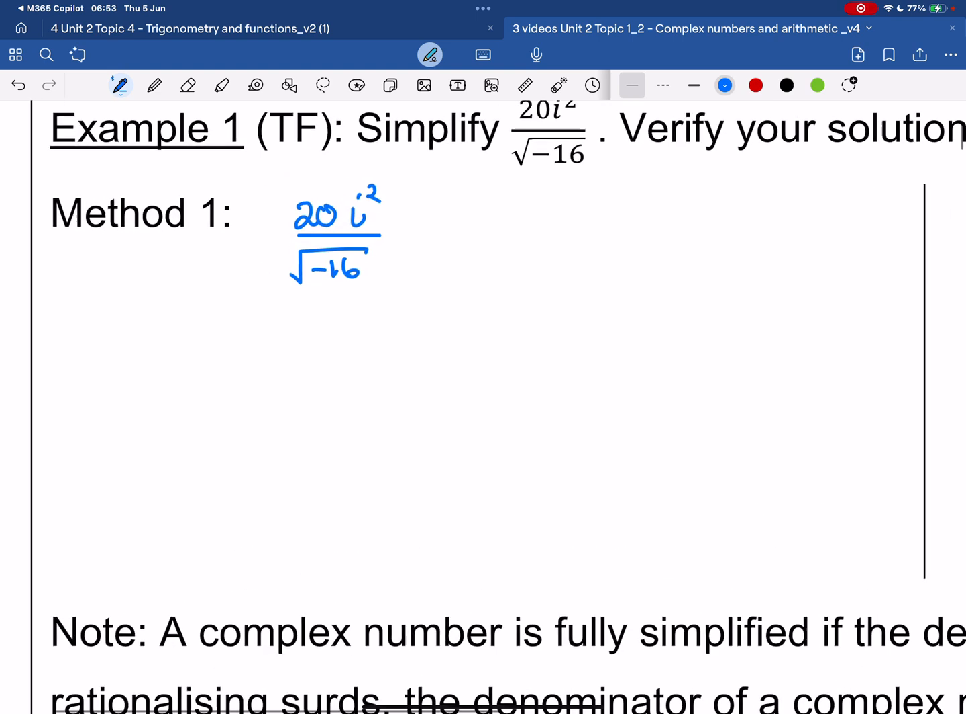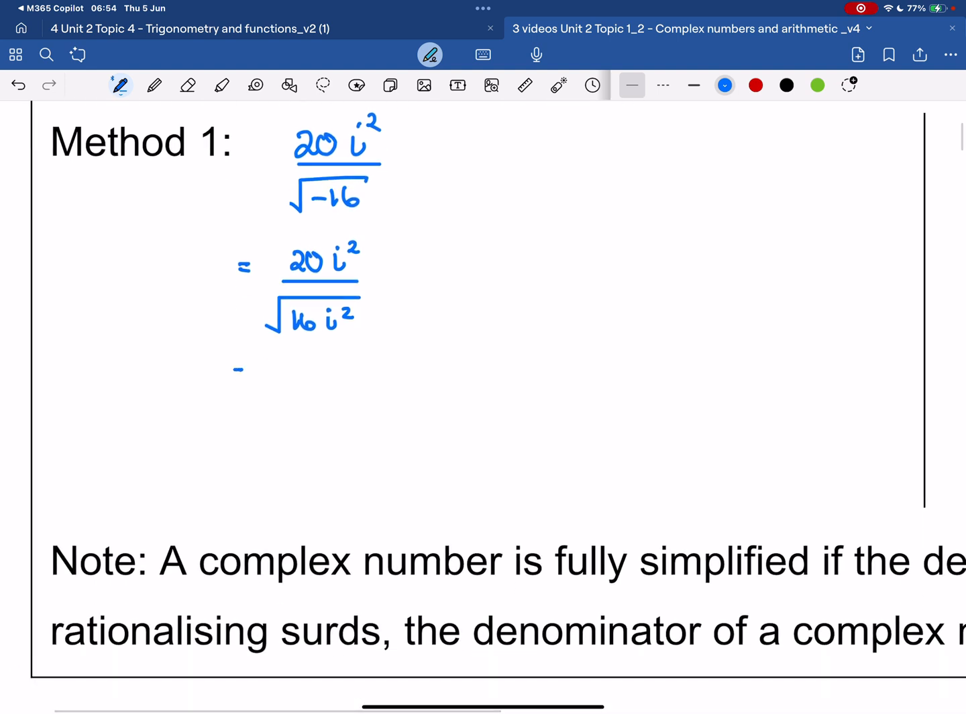Now we can't find the square root of a negative number. However, we know that i squared is equal to negative 1. So 20i squared over the square root of 16i squared. Now 16i squared is a perfect square, so I can simplify that and it becomes just 4i. And I can cancel or simplify my fraction, because 20 dividing by 4 gives me 5.